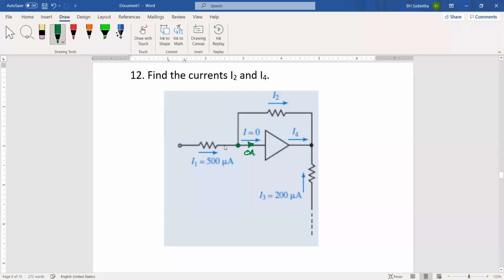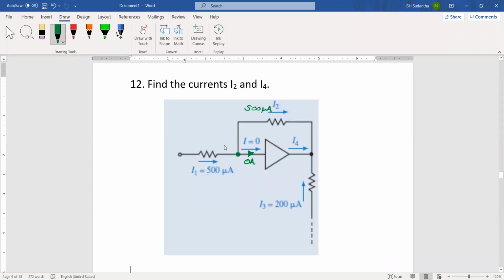At this node, this 500 microampere current is coming in, then there is no way to go this side, so definitely this current is 500 microampere. It's the I2 current. Okay, then from here it's 500 microampere coming down, then another 200 microampere current is coming from the downside.